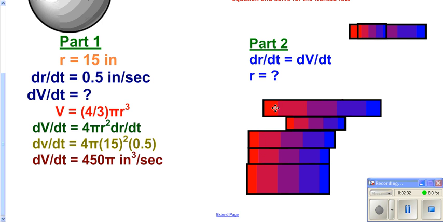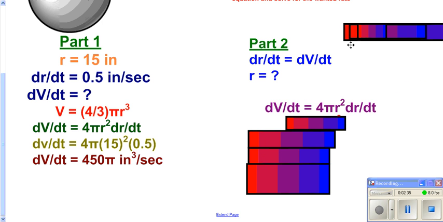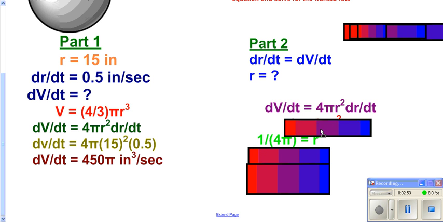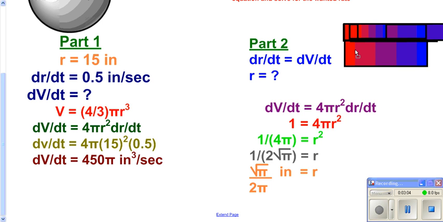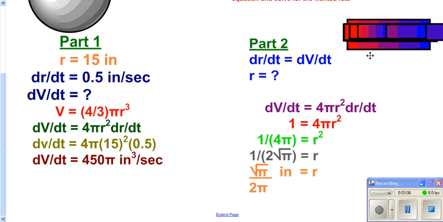So we're going to just start off with your derivative. I'm not going to derive it again since we have it right over here. We know that dV/dt equals dr/dt, so you could basically drop those out because they're the same value on each side, so you could divide each side by them. Now you want to solve it for r by dividing by your 4 pi, then you want to take your square root. Then you'll have to rationalize the denominator by multiplying the top and bottom by root pi. And so you get root pi over 2 pi inches for your radius.